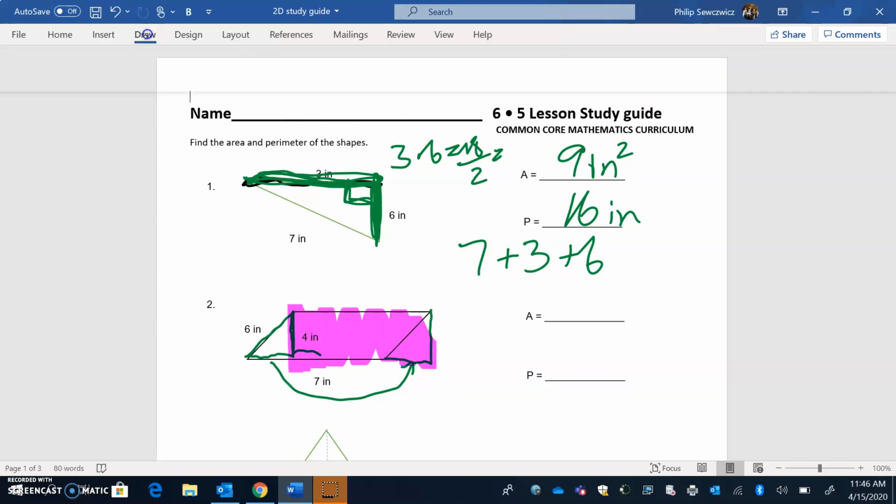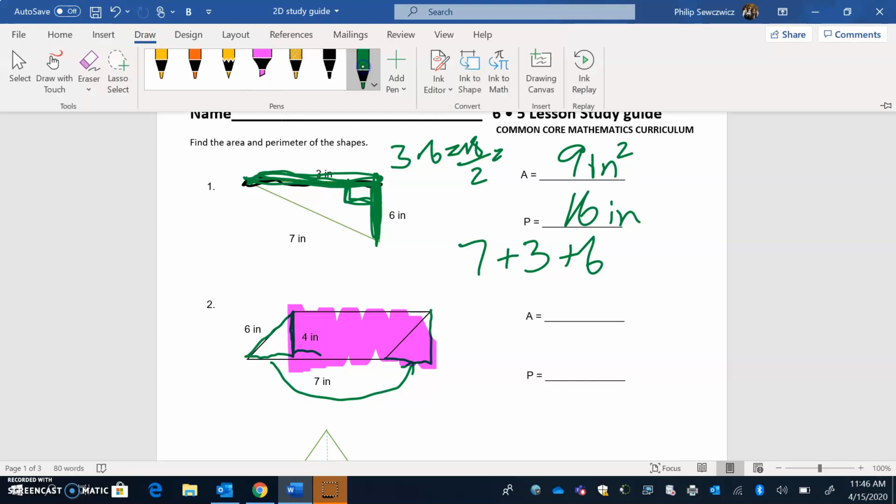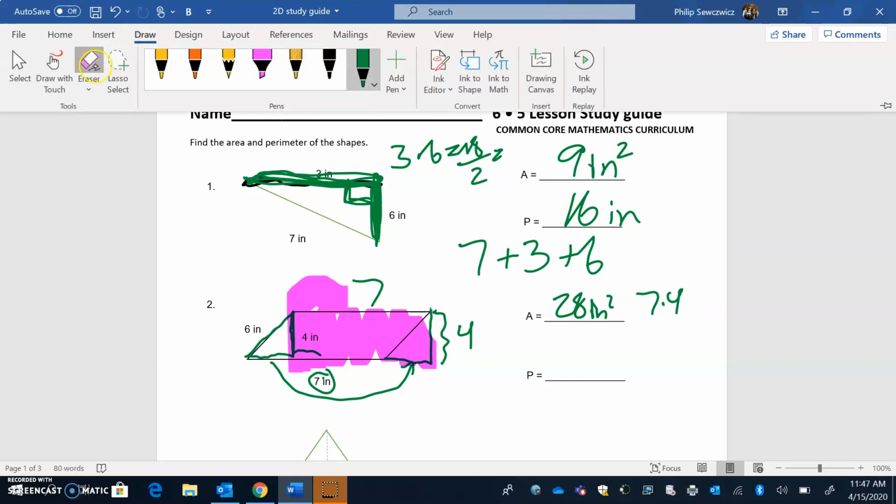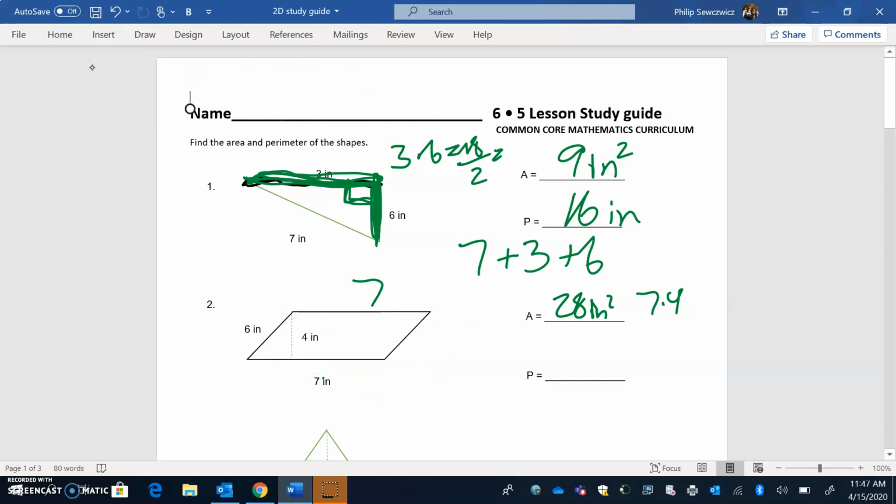So all we need to do then is to figure out how wide that rectangle is. And we can see because there's the 7 down here, that means that would be a 7 up there. And then we need to figure out how tall that rectangle is, going straight up and down, which I can see is the 4 there. So my area is going to be 7 times 4, which means we're going to get ourselves 28 inches squared.